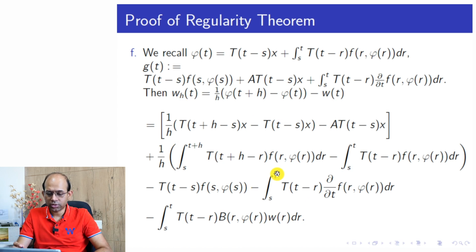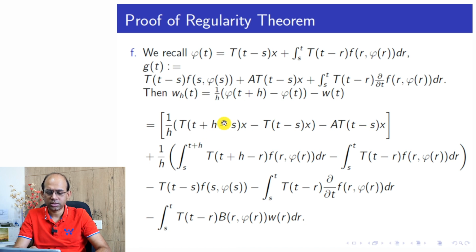Okay, so there are so many terms. But some terms I have combined to make a parenthesis because those terms are easy to manage. For example, I have taken parenthesis for these three different terms. So here this difference divided by H. We know that since x is in the domain of A, and this is differentiable, and the derivative of T(t)x is A T(t)x, that appears here.